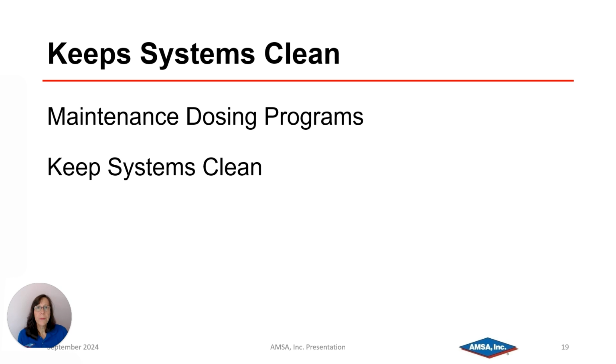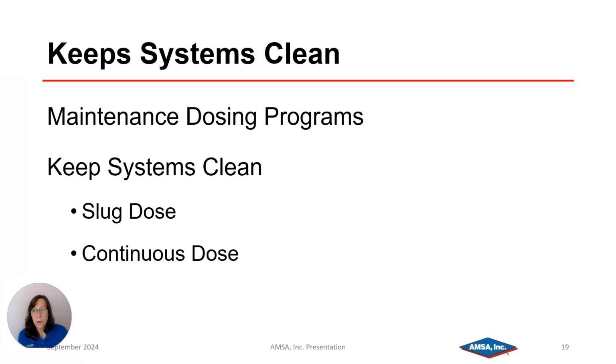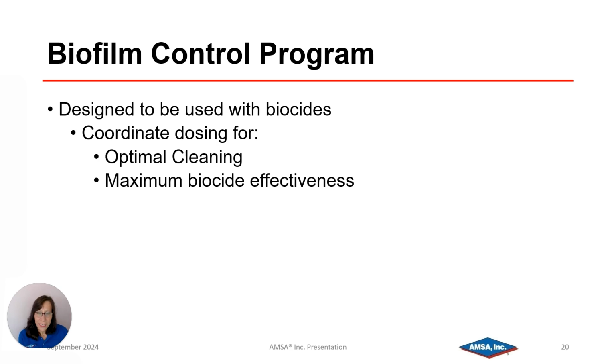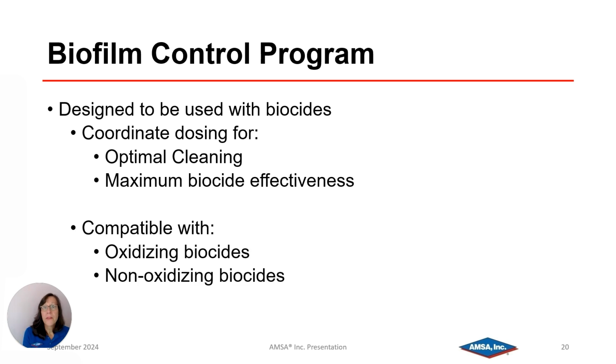There are two types of dosing programs that customers use to keep their systems clean. You can use a slug dose program or a continuous dose program. AMSA products are designed to be used with biocides, so you coordinate the use of AMSA products with a biocide to get your optimal cleaning and to get the maximum effectiveness from the biocide. They are compatible with both oxidizing and non-oxidizing biocides.